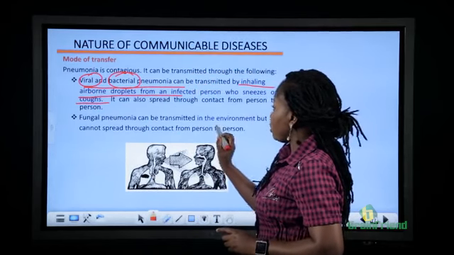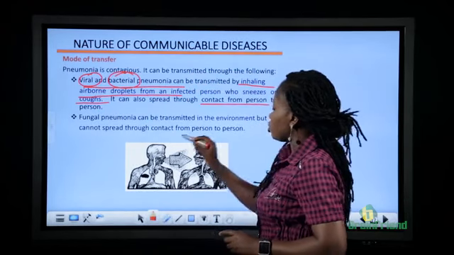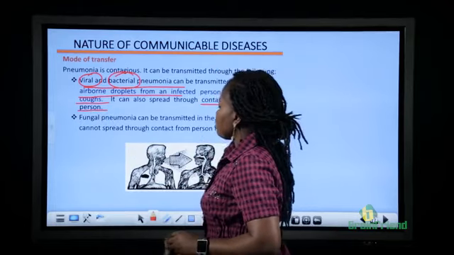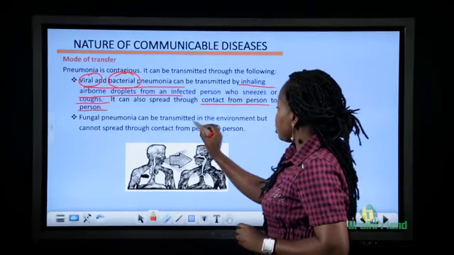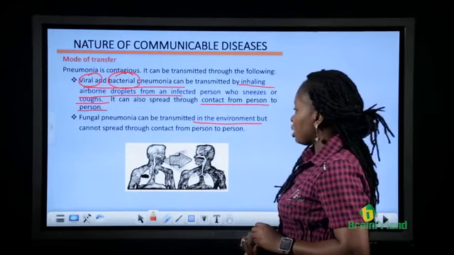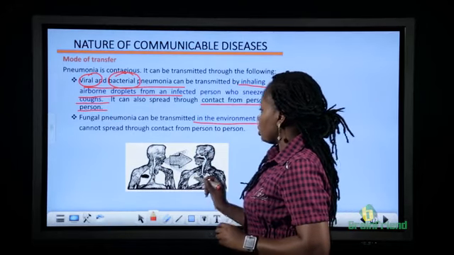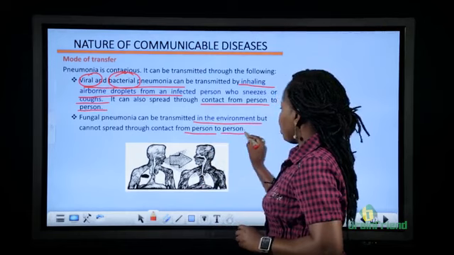It can also be spread through contact from person to person. Fungal pneumonia, on the other hand, can be transmitted in the environment but cannot spread through contact from person to person.